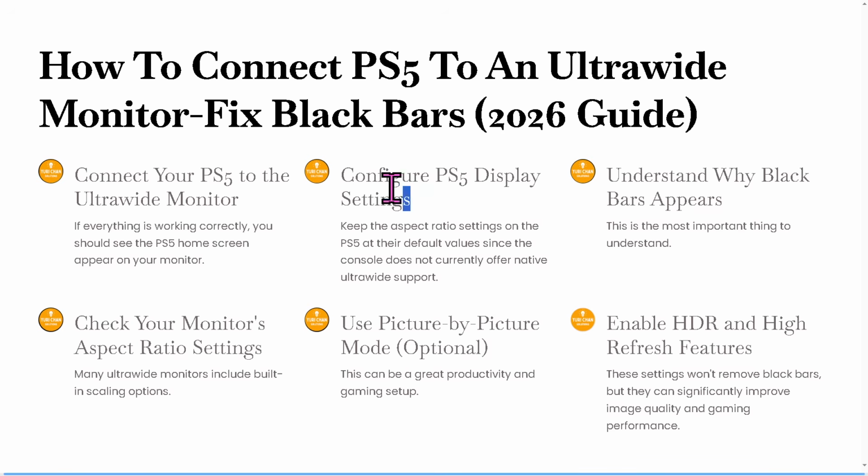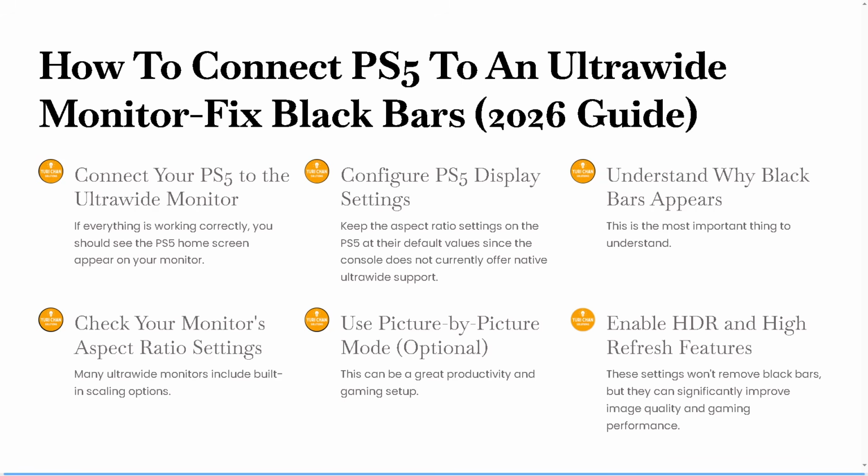And then you need to configure your PS5 display settings. Navigate to the settings, select the screen and video output, and you will find several display options. Set the resolution to either 1080p, 1440p, 2160p, or 4K, and choose the highest resolution supported by both your monitor and PS5. You can also run the test 1440 output feature if your monitor supports 1440p. And keep the aspect ratio settings on the PS5 at their default values since the console does not currently offer native ultra-wide support.